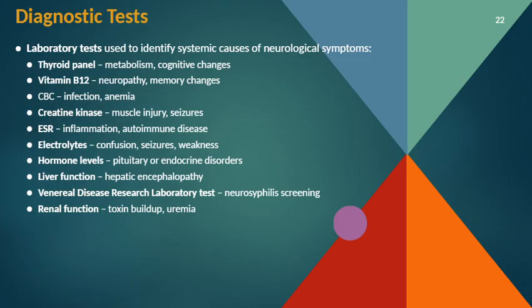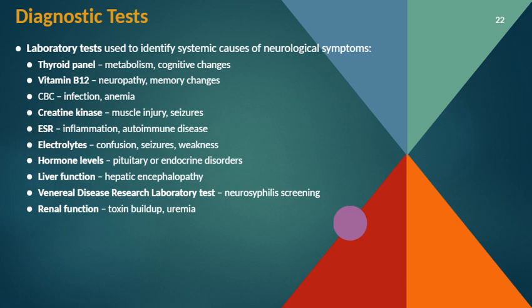Electrolytes are extremely important in neurological assessment. Abnormal sodium, potassium, calcium, and magnesium levels can lead to confusion, seizures, muscle weakness, arrhythmias, and altered mental status. Hyponatremia, for example, is a common cause of neurological decline in hospitalized patients.